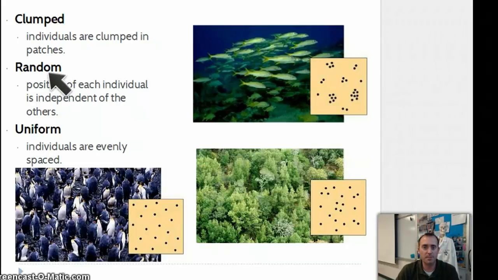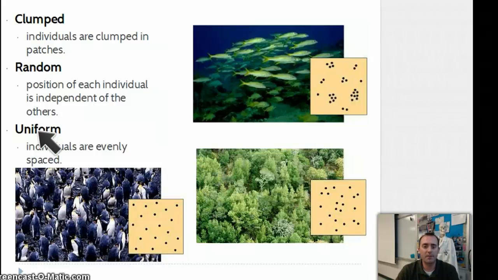Next, we have random dispersion. We see this a lot with plants because each individual is independently spaced from the others. Plants don't really get to decide where they want to grow. They just happen to land there. If the conditions are good, they grow. So if you look down here, this forest, all the trees would be a random distribution, or random dispersion.